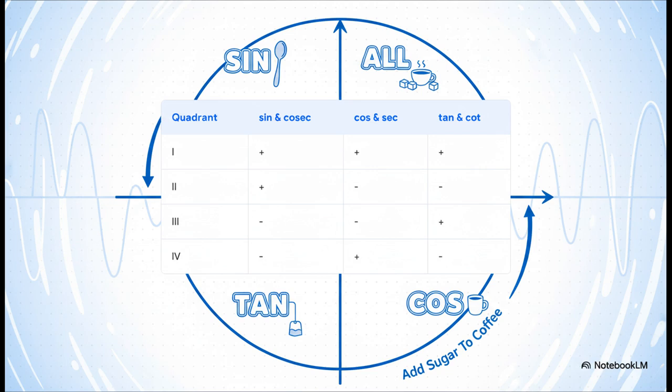In the first quadrant, both x and y are positive, so everything is positive. In the second, x is negative, but y is positive, so only sine and its inverse, cosecant, are positive. Just remember the classic trick. Add sugar to coffee. All sine, tan, cos. It tells you exactly who is positive in quadrants 1, 2, 3, and 4.